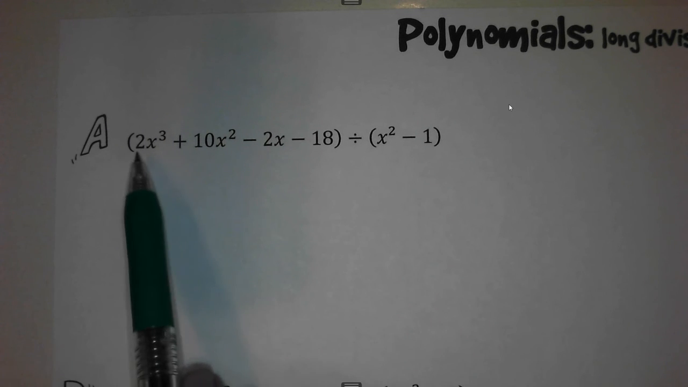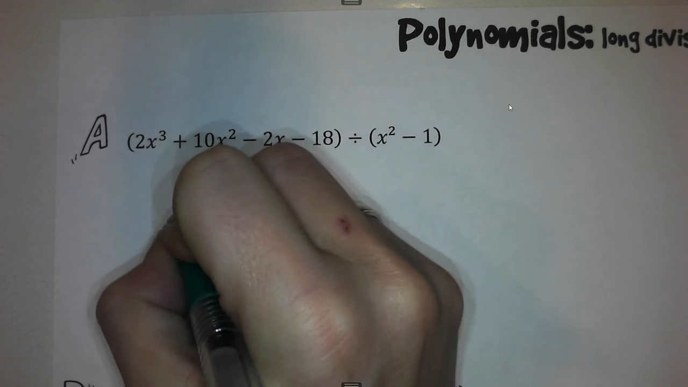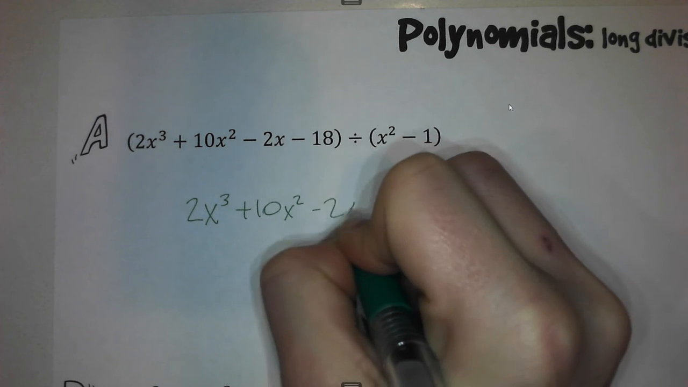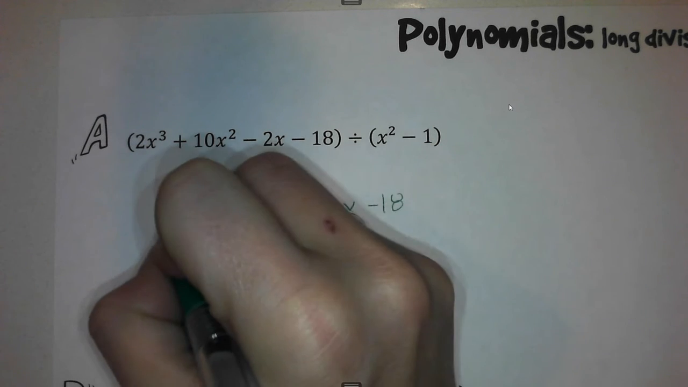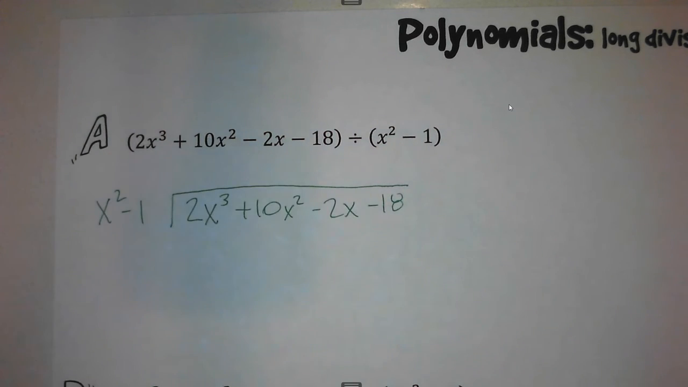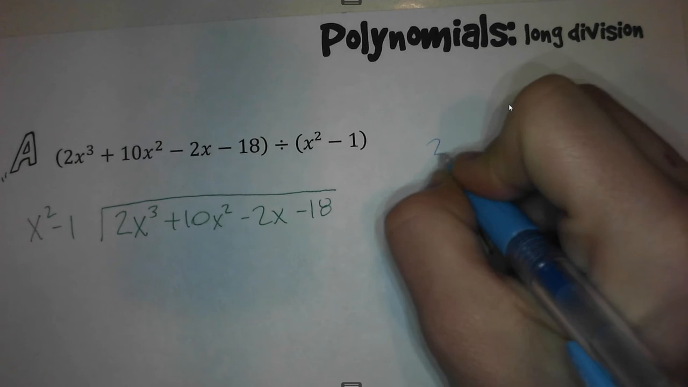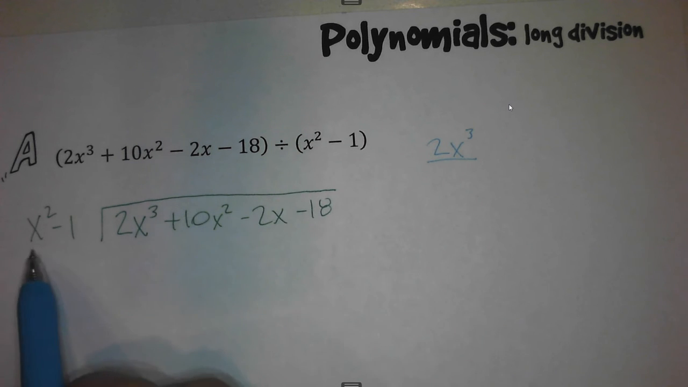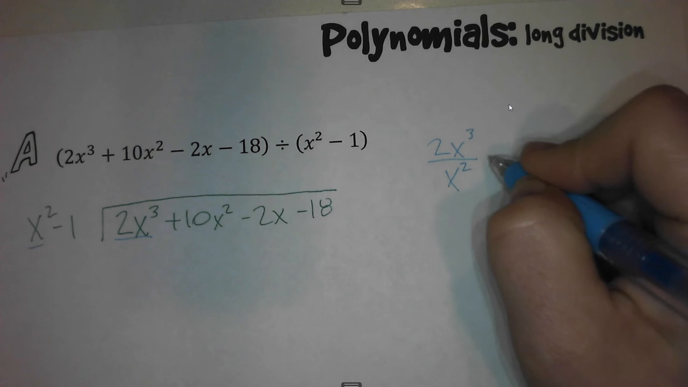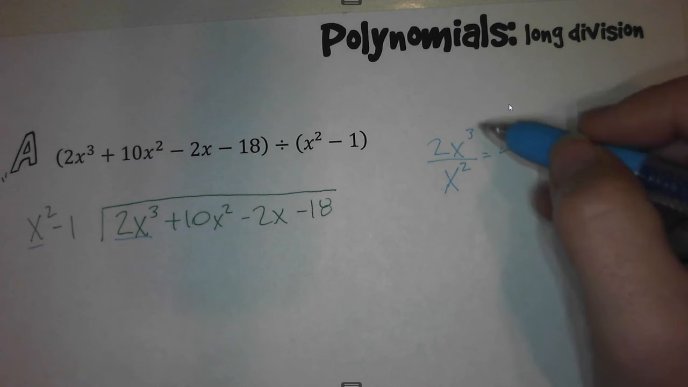So let's look at this. We've got it all written in descending order and they're all there. So we can go ahead and say 2x to the third plus 10x squared minus 2x and put that all underneath. And we've got x squared minus 1. Okay, same steps. I'm going to take that first term, 2x to the third, and divide it by that first term, x squared. And I know my numbers don't have anything to multiply, so it's going to be 2.